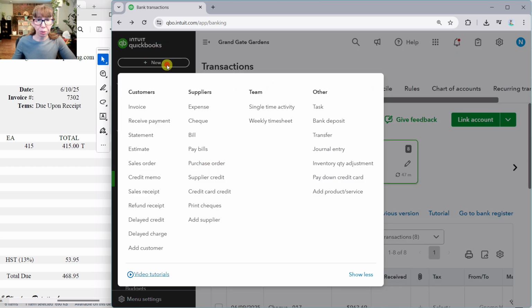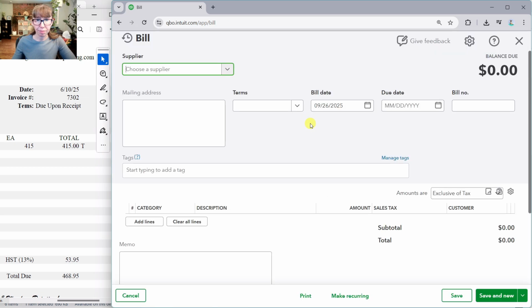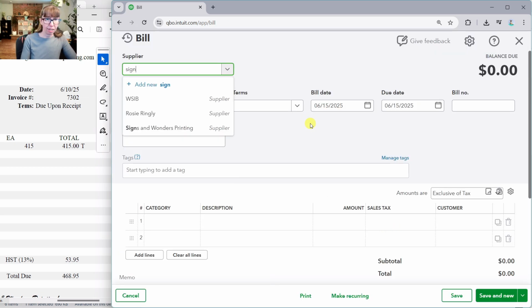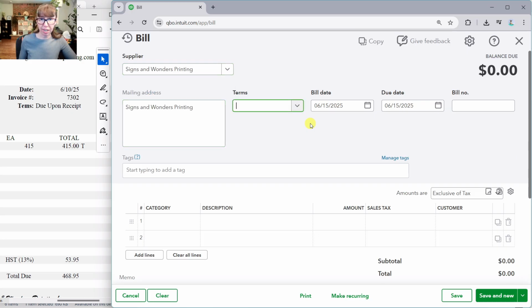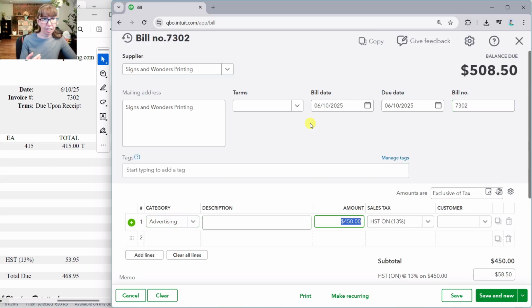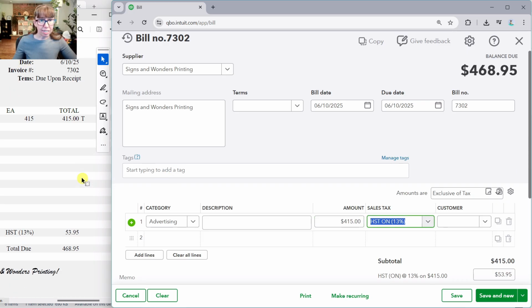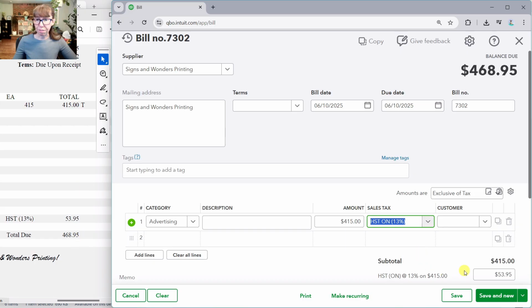So we're going to go new bill. This is Signs and Wonders Printing, and then the bill date was June 10th. And the bill number was 7302, and we've got already advertising, and the actual amount of this bill is 415 plus HST. And let's see, 468.95, 53.95. Yep, all goes in good.